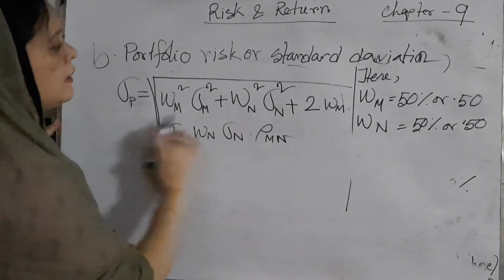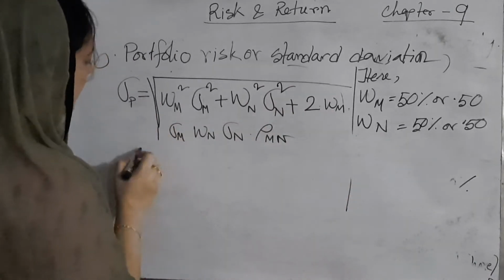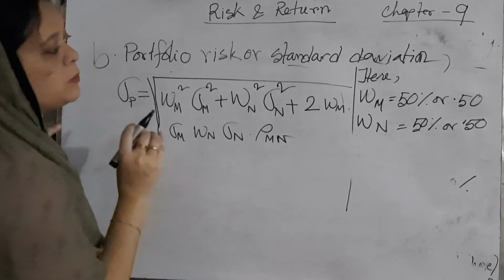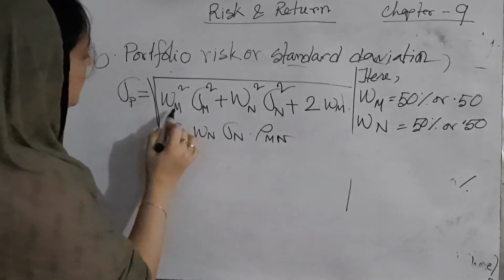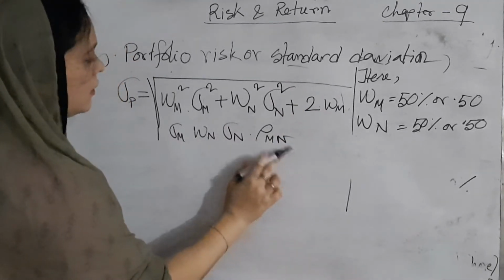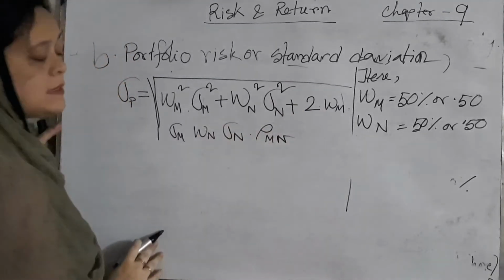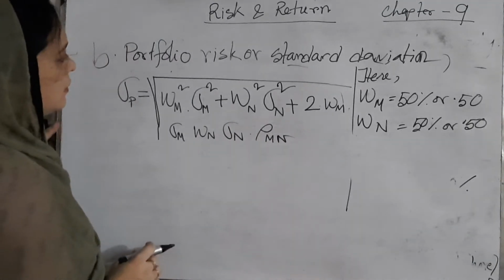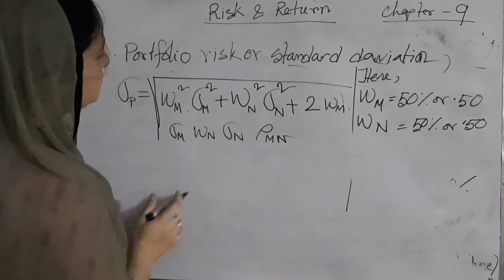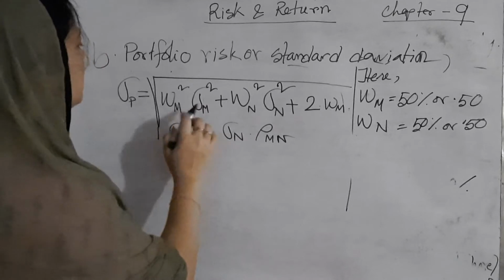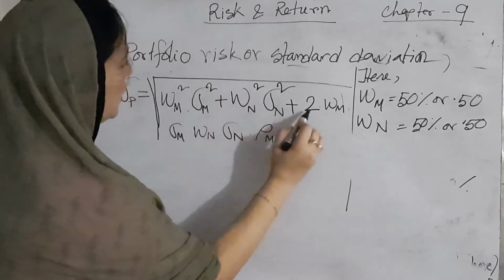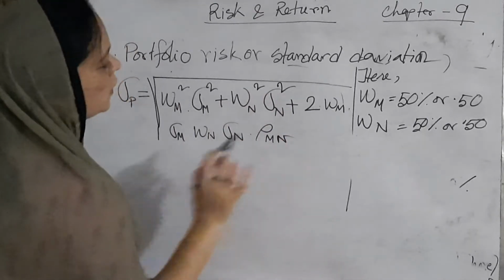That's why I told you large root over, and the formula is long here, but there is a technique to memorize it. Look here, my dear students: a square plus b square plus 2ab, and lastly rho. This is a technique to remember it. Although this is a large formula, a square means a, b square means b, 2ab and rho ab.